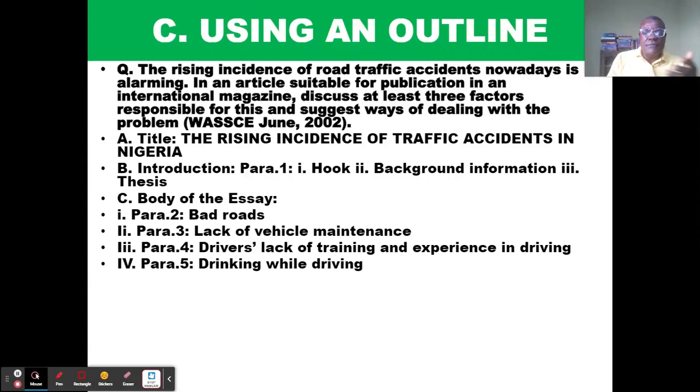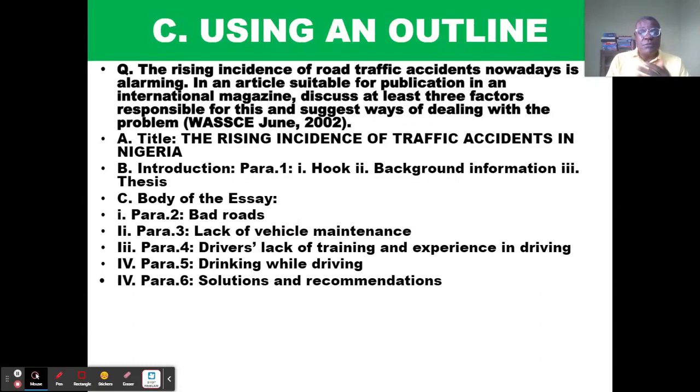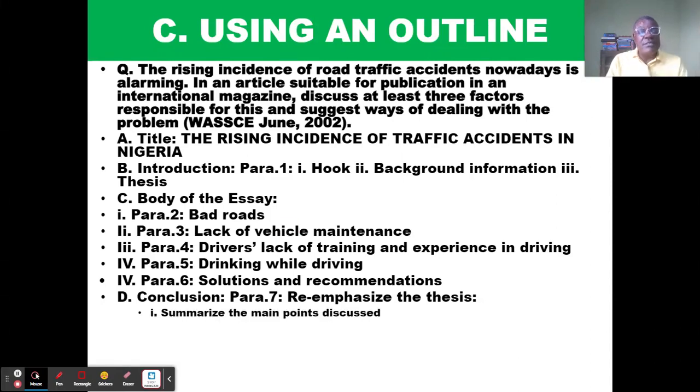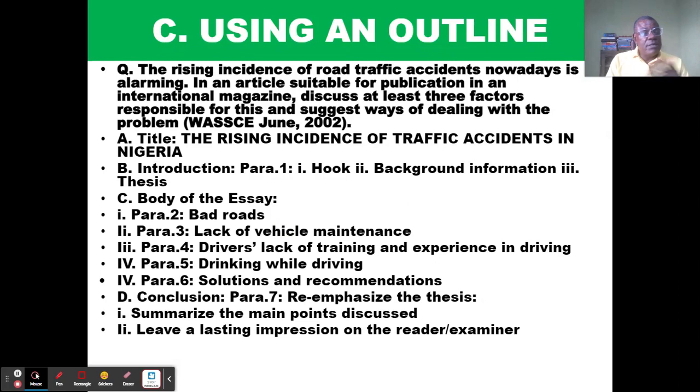And then IV, paragraph 5, which should be drinking while driving or driving under the influence of alcohol or drugs, if you like. All these can be possible causes of road accidents. Then in paragraph 6, you discuss the solutions and make recommendations. Okay, then comes D, which is the conclusion. That should be paragraph 7. Here you reemphasize your thesis, you summarize, or you simply say something that will leave a lasting impression on the reader or examiner.